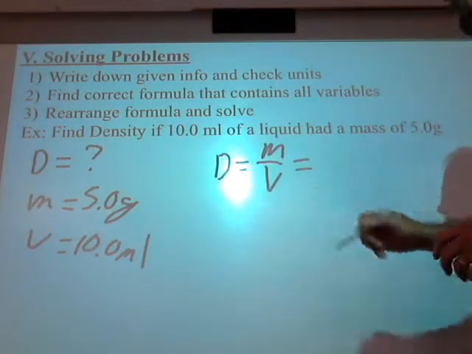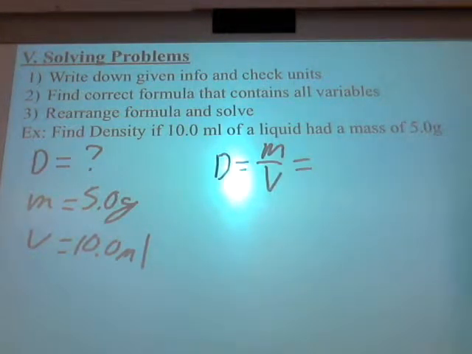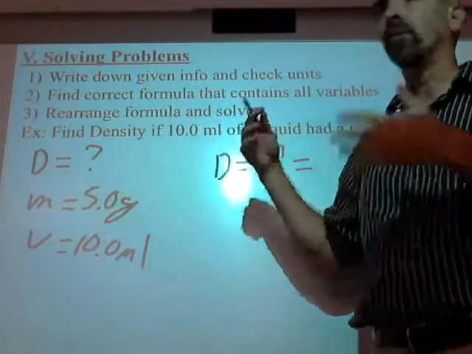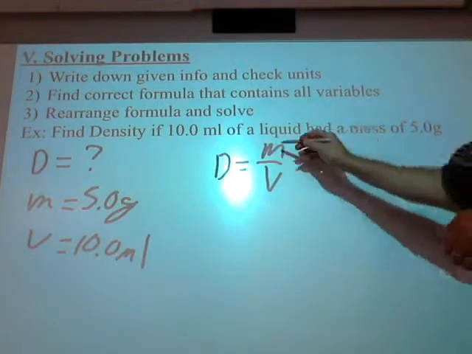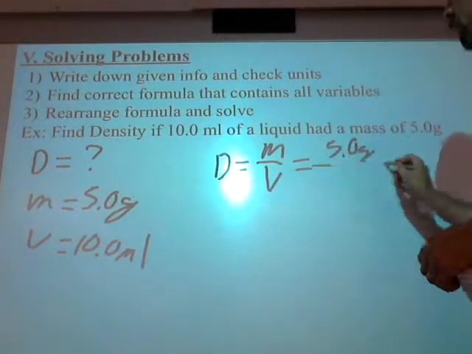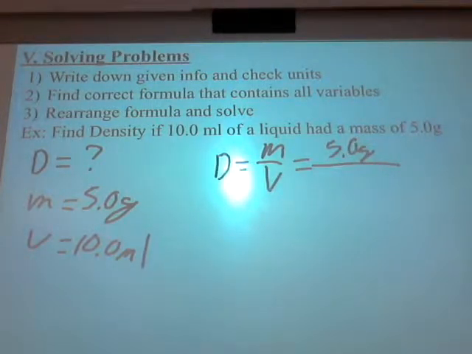I plug my numbers in. That's the 3rd step. Rearrange the formula and solve. Don't have to rearrange it. I'll just plug in my numbers and solve it. Plug and chug, as they say. 5.0 grams over what?